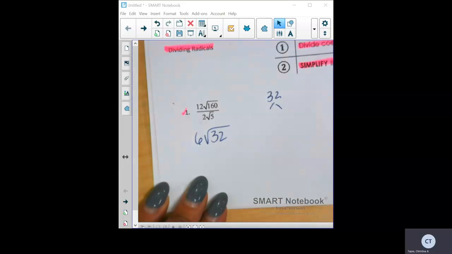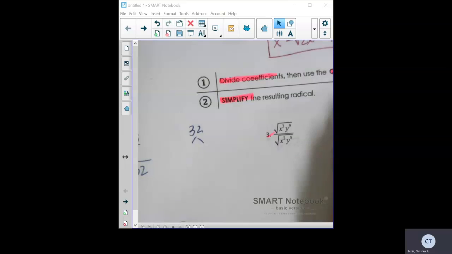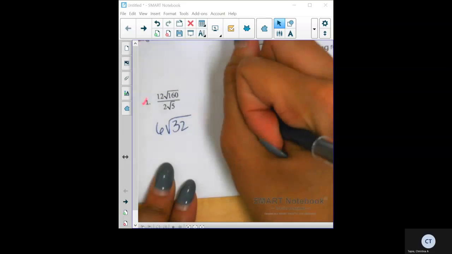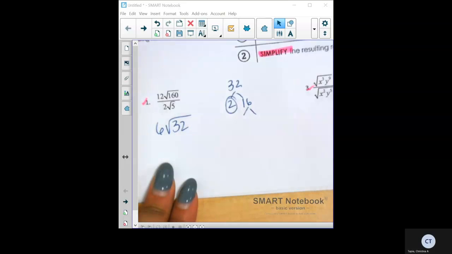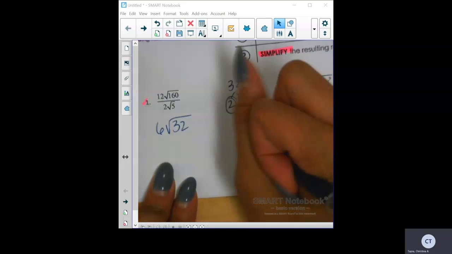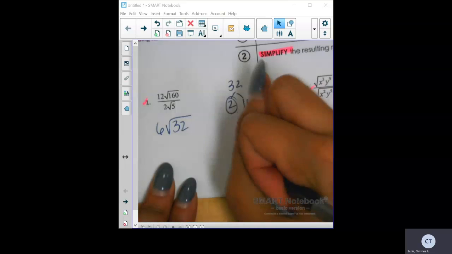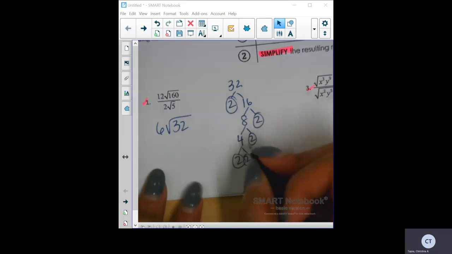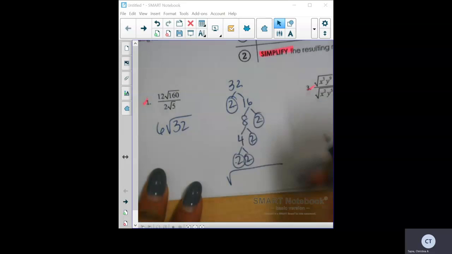So 32 over here to the side, I'm going to try to break it up. So just like we did before with multiplying, divide first this time, use the quotient rule, which means divide your radicands, and then simplify the radical. Okay, so 32 I can break into 2 and 16. 2 is prime. 16 I can break into 8 and 2. And then 8 I can break into 4 and 2. And then 4 I can break into 2 and 2. Okay, so for the radical for square root of 32 over here, I'm going to have 1, 2, 3, 4, 5 2's.